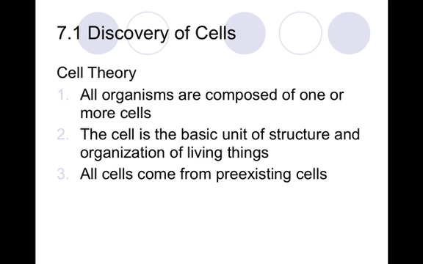The cell theory says three things. Number one, it says that all cells come from other cells, pre-existing cells. It says that the cell is the basic unit of structure of all living things. And it also says that all organisms are composed of one or more cells.